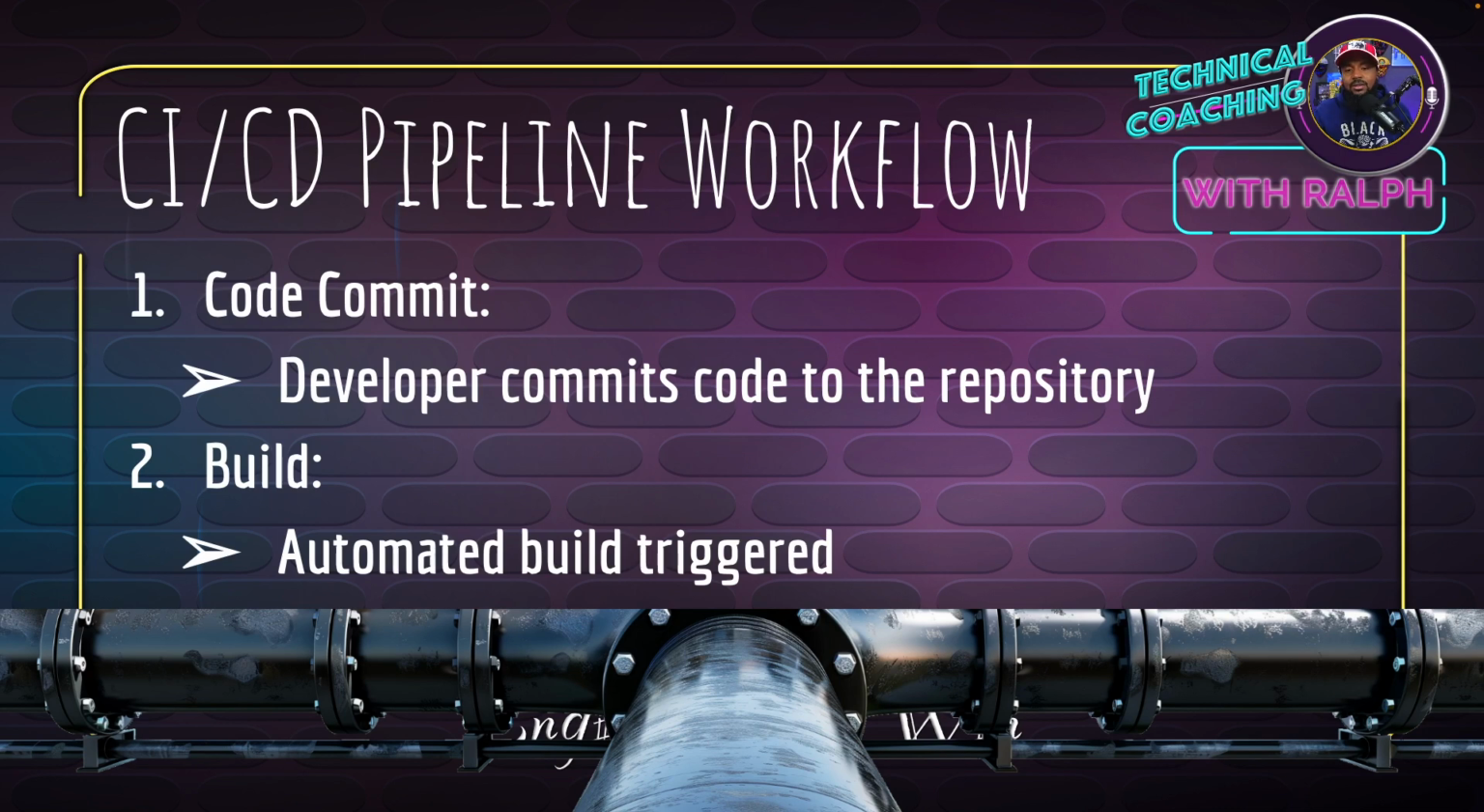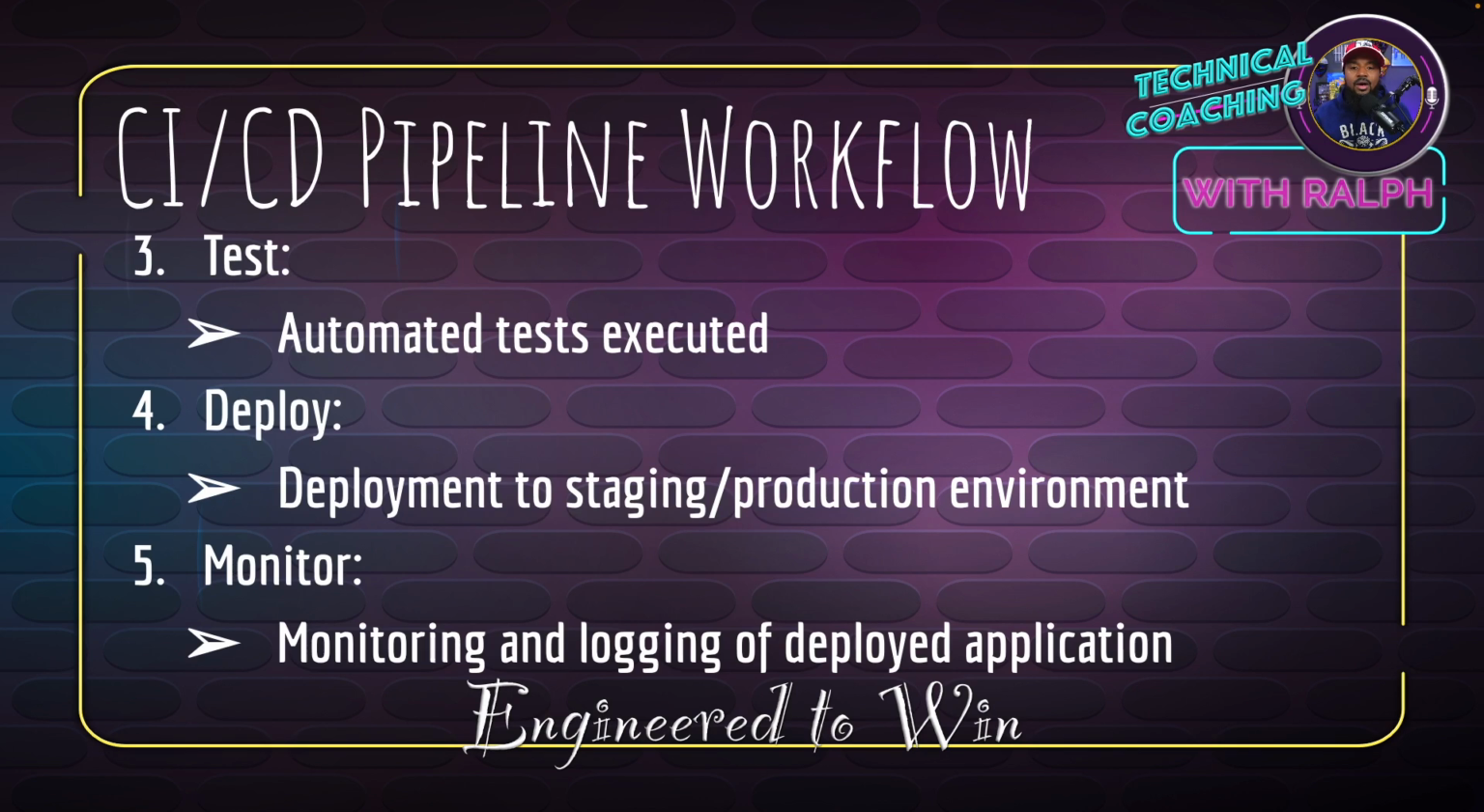Next up is going to be the build. An automated build is triggered, where it's going to build on whatever environment or branch it's supposed to be on, right? Next up, all the automated tests are going to be run. And if all the tests pass, then it's going to deploy to staging or production or whatever the next environment is.